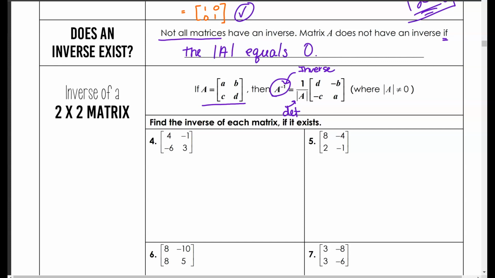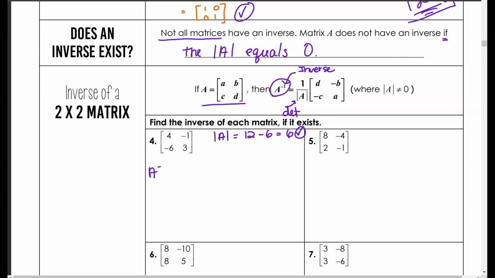So let's figure out if it exists. We'd have to figure out what the determinant is. The determinant of this matrix, called matrix A, would be 4 times 3, which is 12. Now we're going to subtract the other diagonal: minus negative 6 times negative 1, which is positive 6. So we get 6. Because that determinant is not 0, the inverse does exist. So let's calculate what the inverse is.